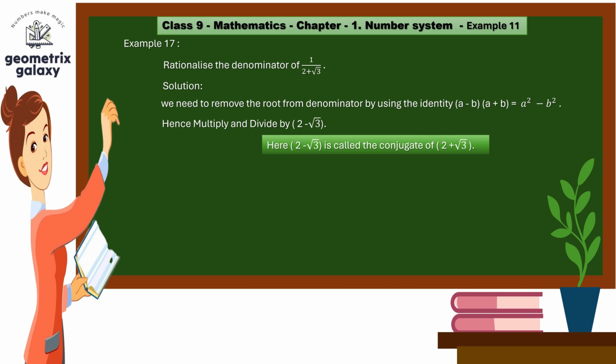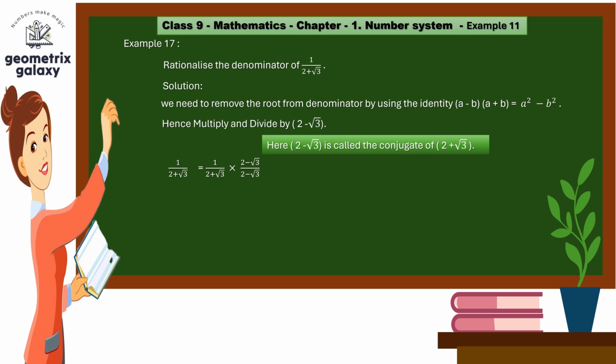For 5 plus root 3, the conjugate is 5 minus root 3. For 5 minus root 3, the conjugate is 5 plus root 3. We just change the sign of the second term. Now we will go to the problem. 1 by 2 plus root 3. We need to multiply and divide by 2 minus root 3, which is its conjugate. Okay, let us see what happens when we multiply and divide.